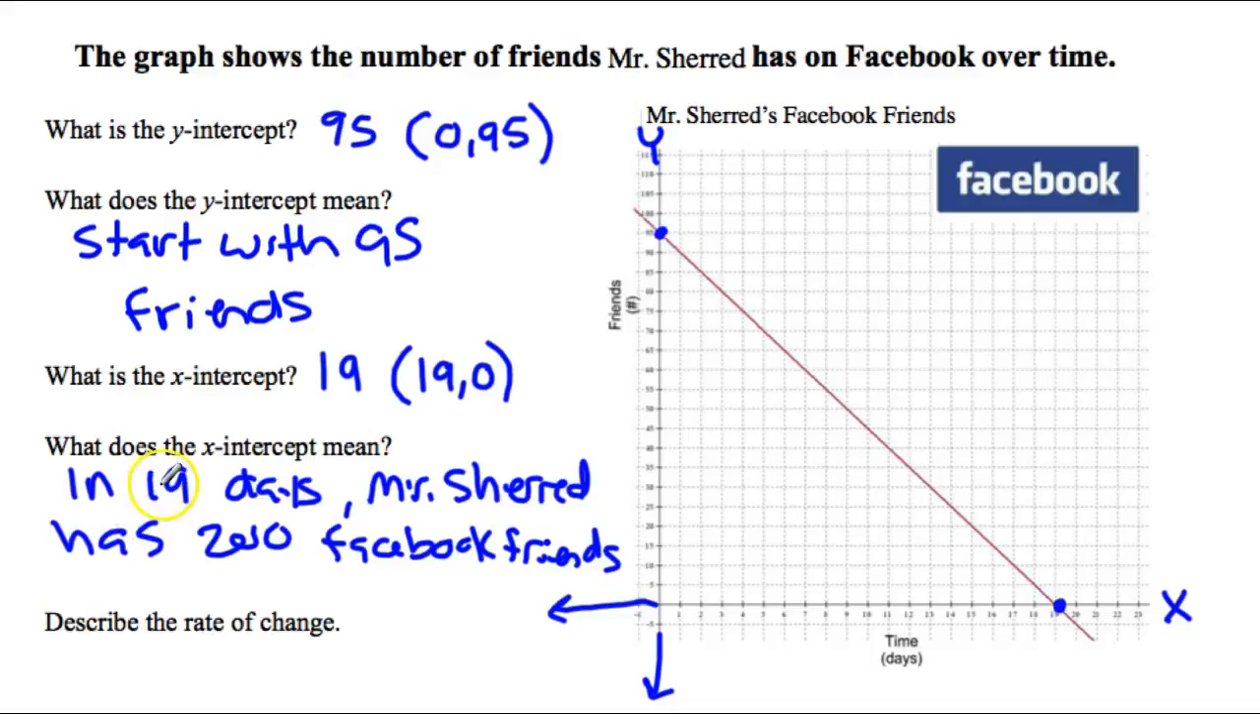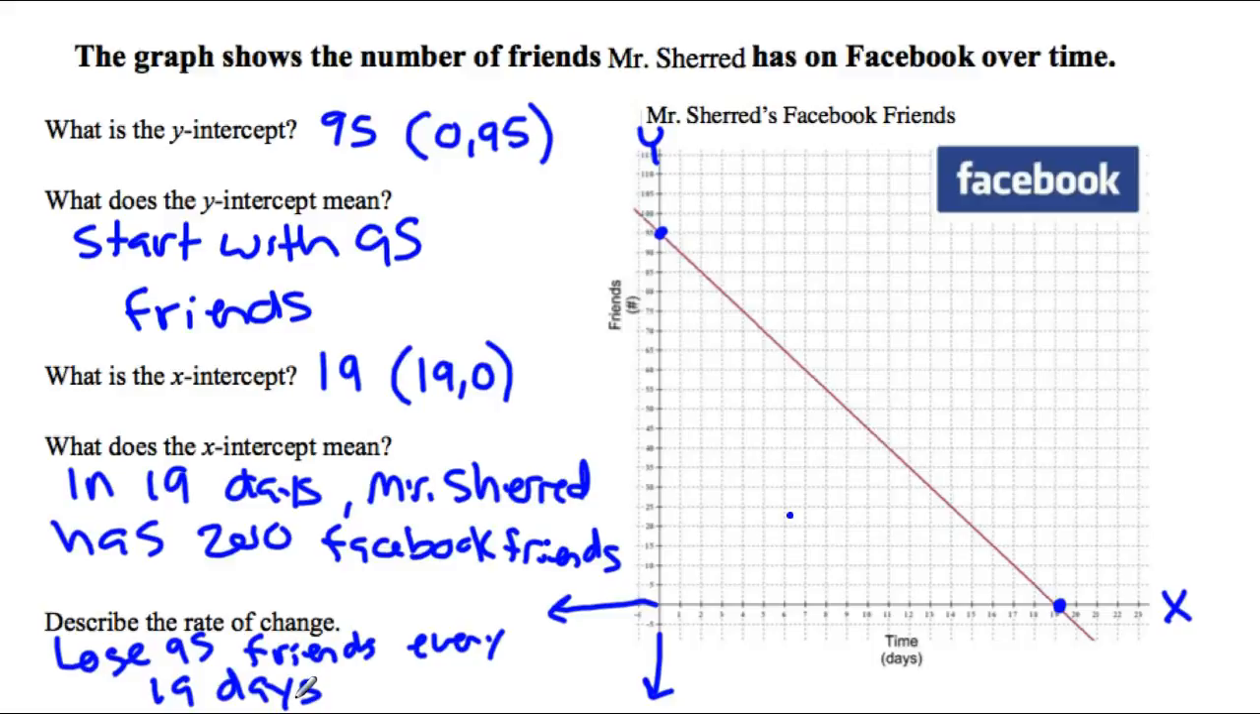Describe this rate of change. Well, okay, so he started with 95 friends, and then after 19 days, he had 0 friends. So let's see here. What could I write? Well, how many friends did he lose in 19 days? 95. So we could say you lose 95 friends every 19 days. That seems like a kind of a weird rate.